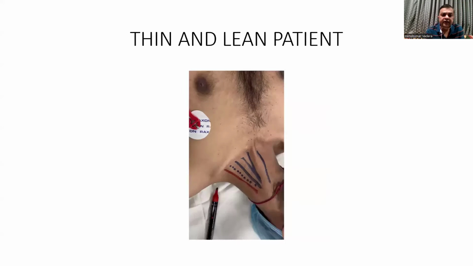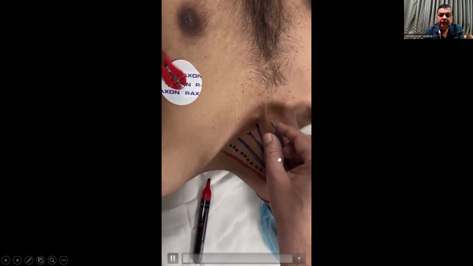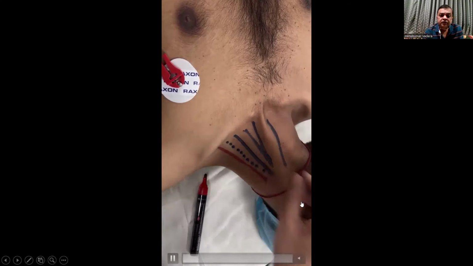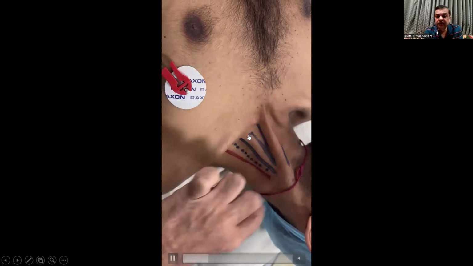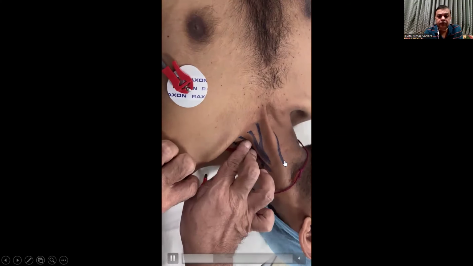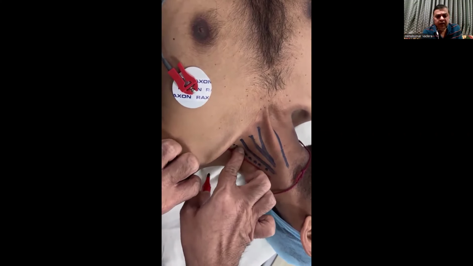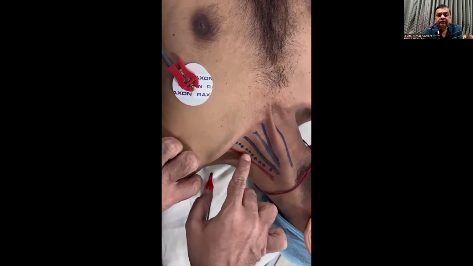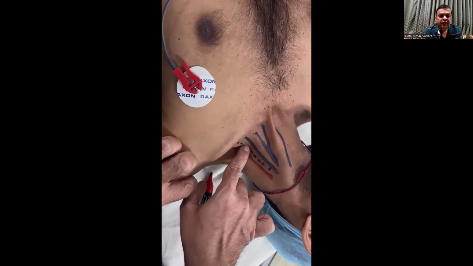level of cricoid cartilage. So if you palpate the landmark in thin and lean patient, here you can see this is the sternal head of the sternocleidomastoid. If we ask the patient to lift the head, we will see the clavicular head. So this is the clavicular head of the sternocleidomastoid. We put the finger posterior to it and we will palpate the anterior scalene muscle, and then we can palpate the interscalene groove.